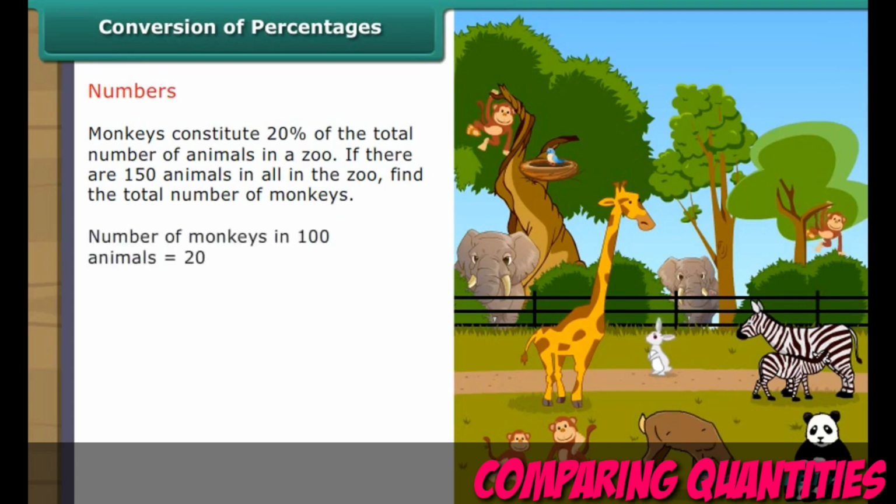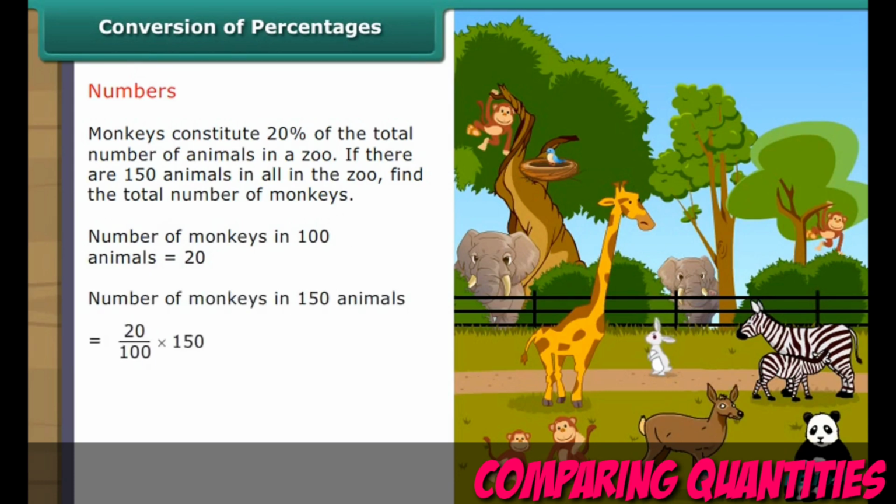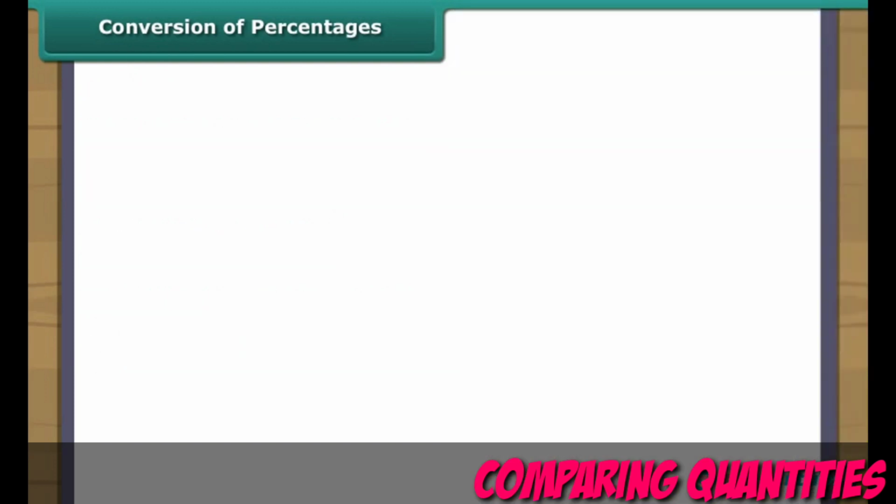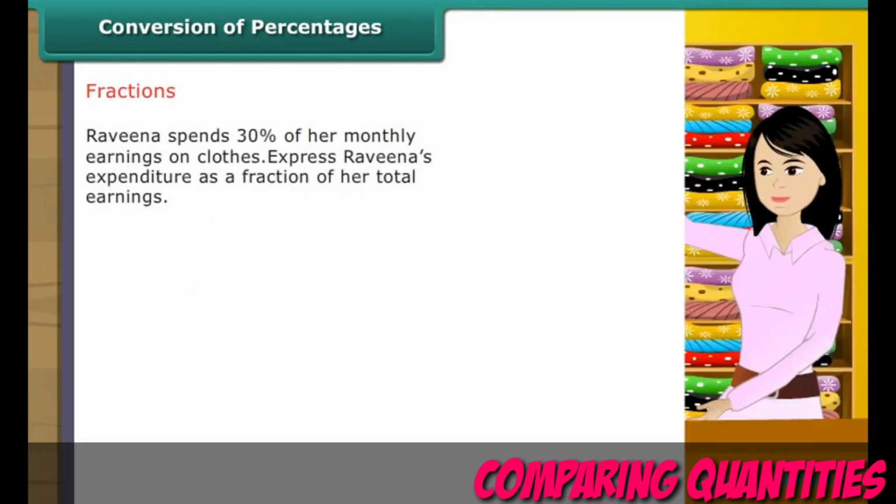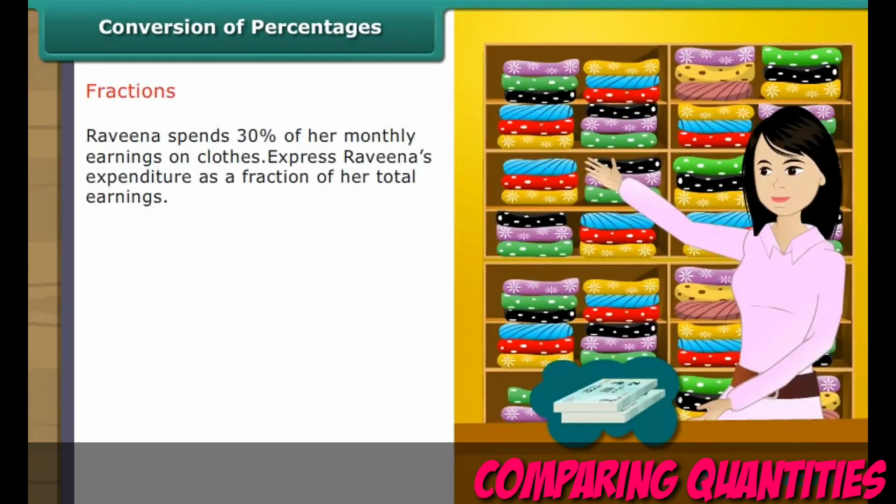Number of monkeys in 100 animals is equal to 20. Number of monkeys in 150 animals is equal to 20 upon 100 into 150, which equals 30. There are 30 monkeys in the zoo. Fractions. Ravina spends 30% of her monthly earnings on clothes. Express Ravina's expenditure as a fraction of her total earnings.